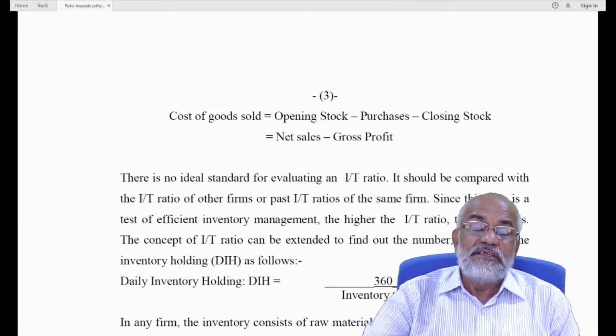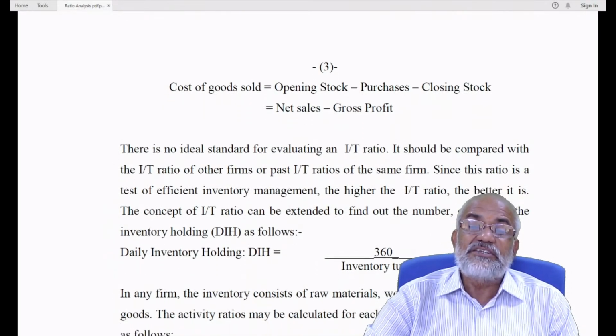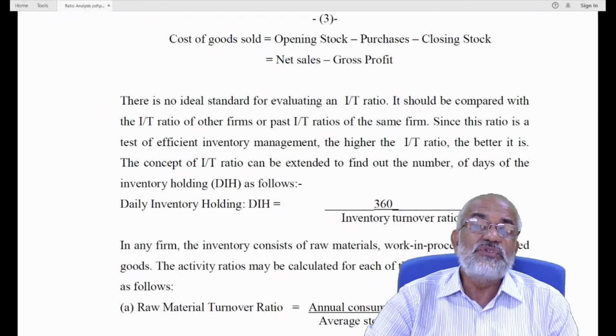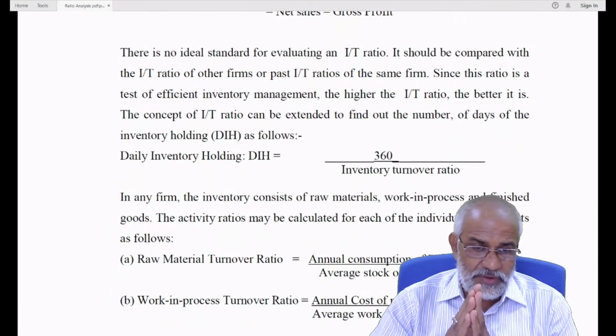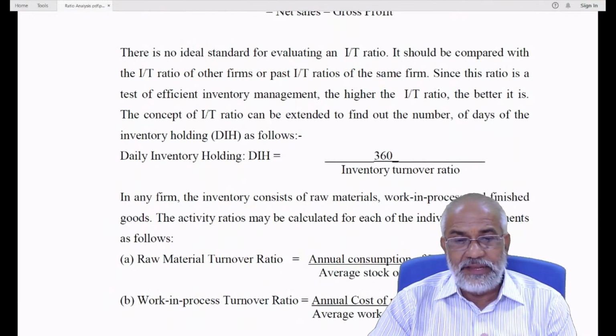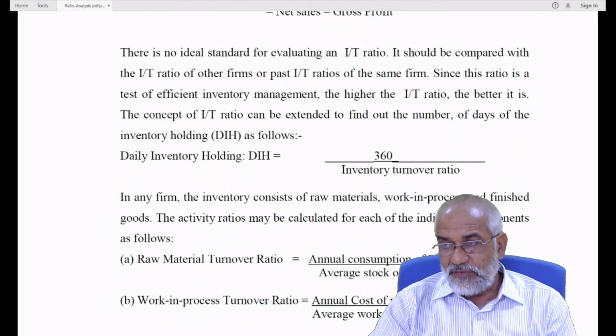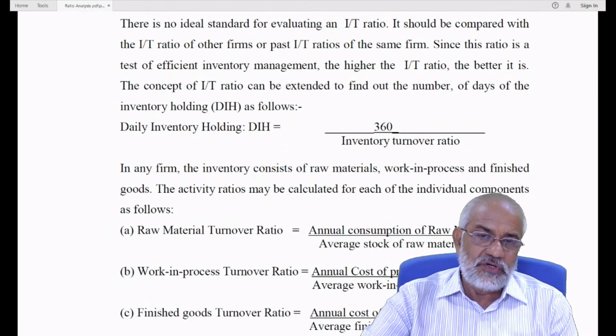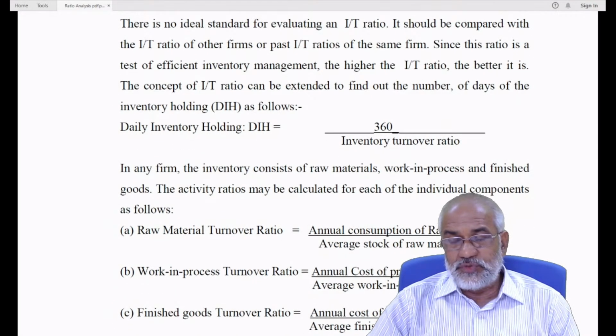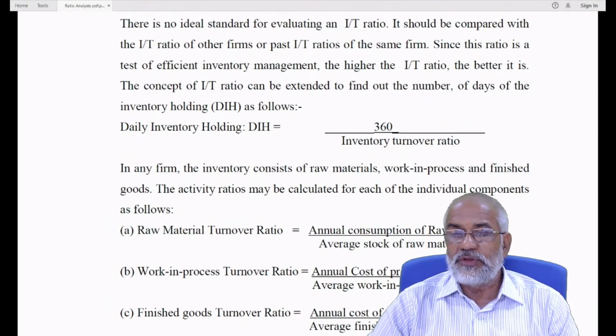If in a firm the inventory consists of raw materials, work in progress, and finished goods, the activity ratios may be calculated for each of the individual components as follows. We are very much aware that the inventory is the combination of inventory of raw materials, inventory of work in process, and the inventory of finished goods or finished products. So the inventory turnover ratio is to be segregated into raw material turnover ratio, work in progress turnover ratio, and the finished goods turnover ratio.